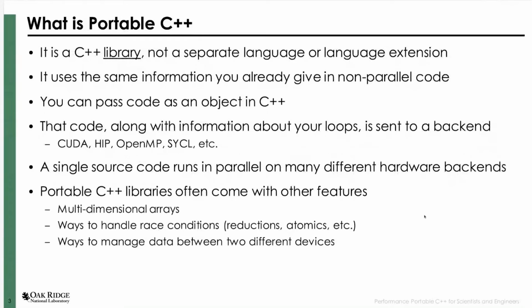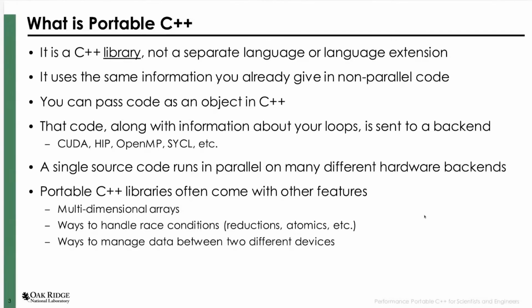So I'll start off first. What is Portable C++? I want to emphasize that Portable C++ is a library. It is not a separate language. It's not a language extension like some of these directive-based things are. It is just pure raw C++ as far as most of the code is concerned. And so it is well supported by nearly all existing compilers. It uses the same information that you already give in your non-parallelized code, especially if you're using something like OpenMP Target Offload, or OpenACC. All the information that you're providing for them is sufficient for portable C++ implementations as well.